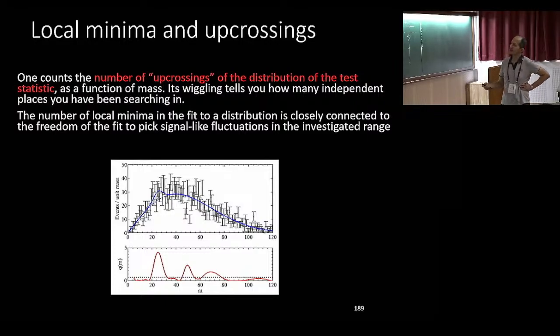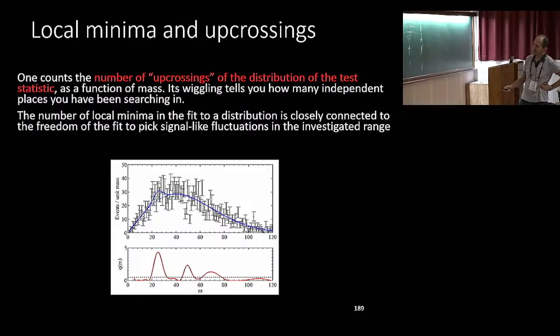The way to answer this question is not just to do a rule of thumb, where you divide the range of the masses by the width of the signal, as we saw before, but you look really at this function and you take a certain threshold, even at a low value, and you count the number of up crossings, the number of times that this red curve goes above the dashed line. 1, 2, 3, because you only count the up crossings, not the down crossings.